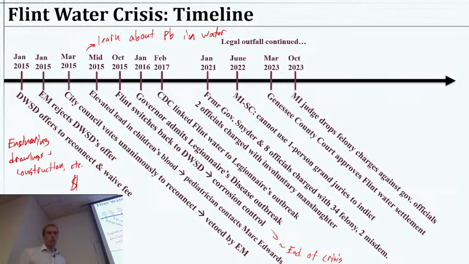Oh, it was 2023, the Michigan judge drops the felony charges. So I think the other charges probably stayed. The felonies were removed. Also in 2023, Genesee County Court approved a Flint water settlement here, but I think there was another settlement in 2024. So really the legal outfall continued for some time.